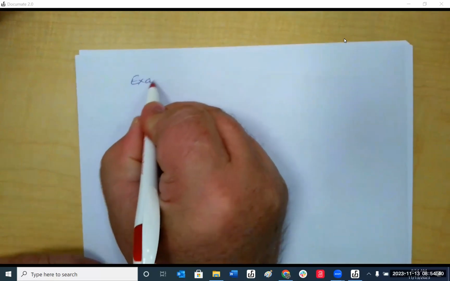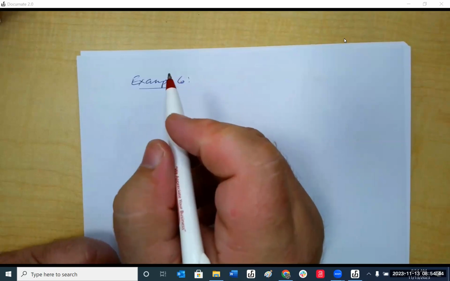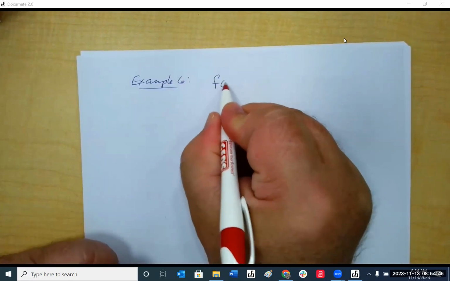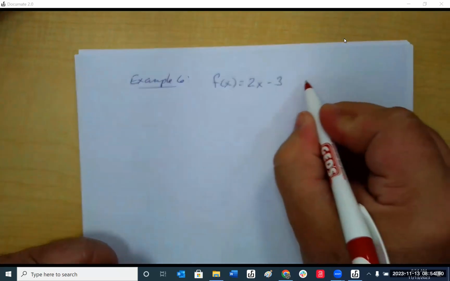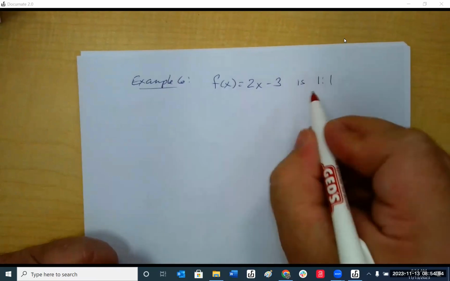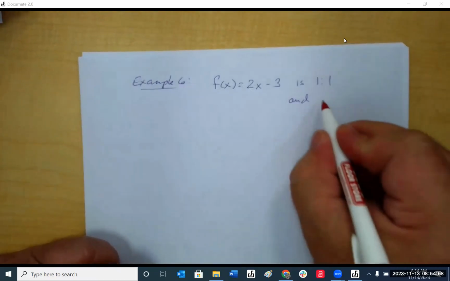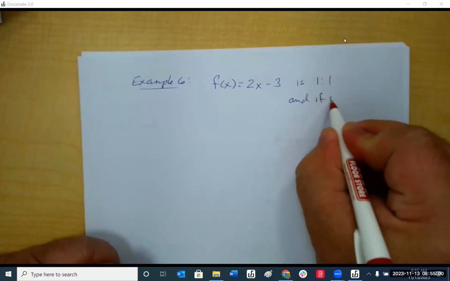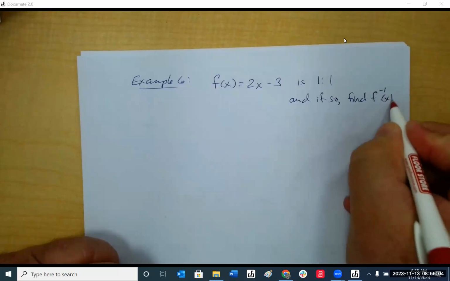Example 6. Determine whether the function f of x equals 2x minus 3 is 1-to-1, and if so, find the inverse function.